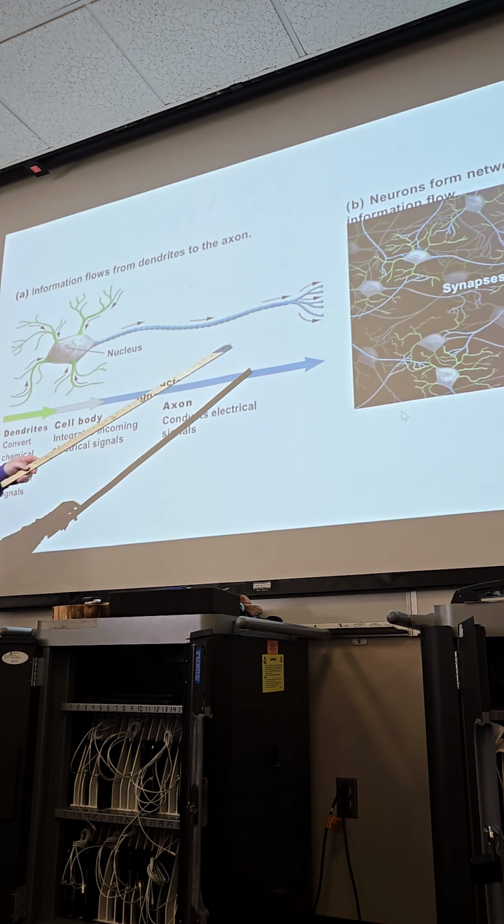Then you release neurotransmitters at the end, which will then be taken up by something else. Could be taken up by a muscle cell. The neurotransmitter in that case would be calcium. It could be, in your brain, dopamine. Right? It could be any number of different things.